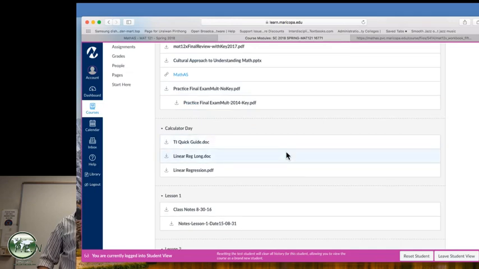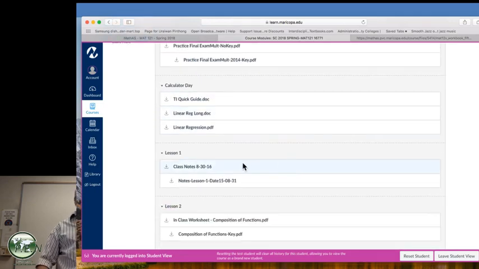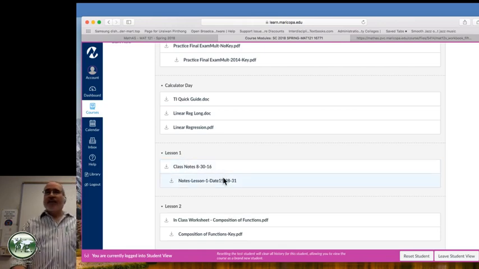There's some calculator things, and there's some class notes. These are from a couple years ago, but they're probably still valid. I'll get those updated. But in lesson one, when we go over the lesson for lesson one, that's where the videos will be posted and such.